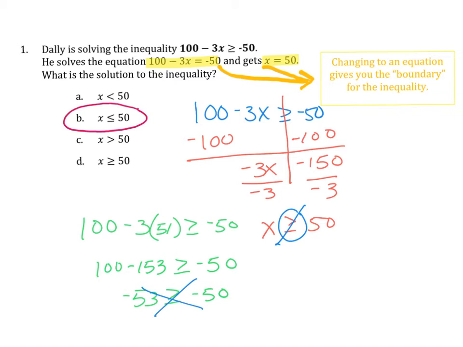What's causing this to change is this negative 3 that is in front of the variable. So anytime you have a negative coefficient, which is the number that's right next to the variable, it causes your sign to flip in your final answer. So if we started with a greater than or equal to sign, we have to flip it to that less than or equal to. So again, you could turn it into an equation, just like Daly did, to get your boundary, and then you just have to figure out what sign you want to put in there. And because that's a negative coefficient, you flip the sign.